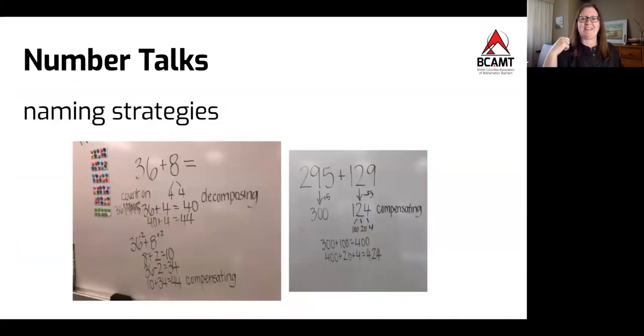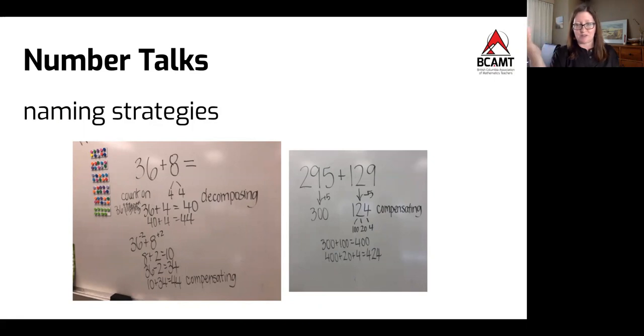Okay, next one. One of the things that we have found over time, and I've been doing number talks with teachers in my district for about 8 years now in a really focused way, is that part of developing mathematical discourse is being able to communicate really clearly and understand each other. So naming those strategies as well.